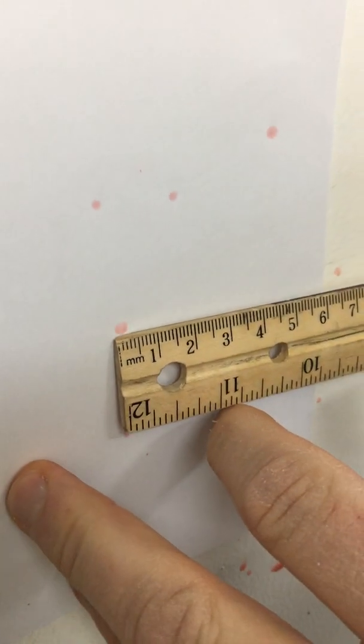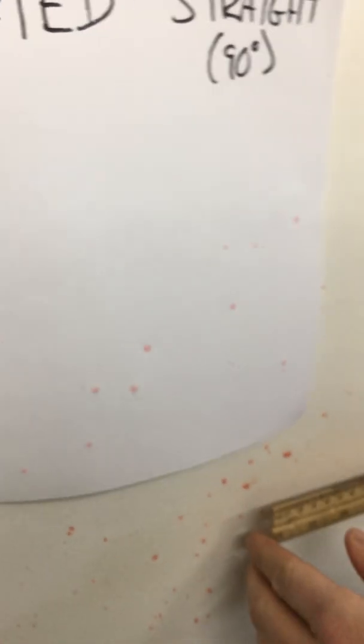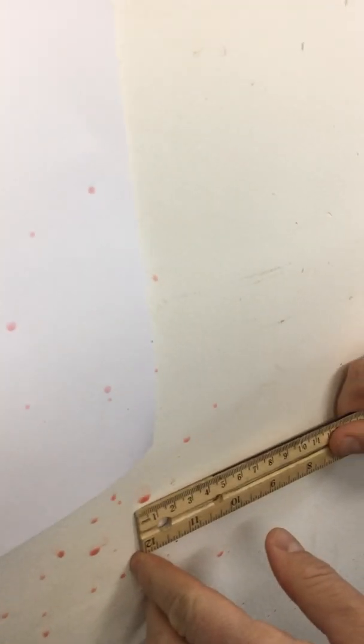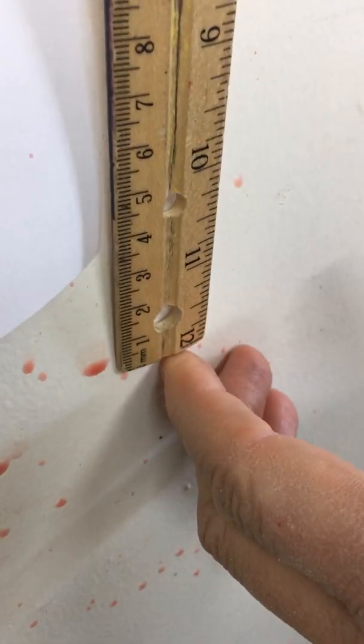2, width and length. And let's find a third spot. I'm actually going to go down here on the wall. Width and length.